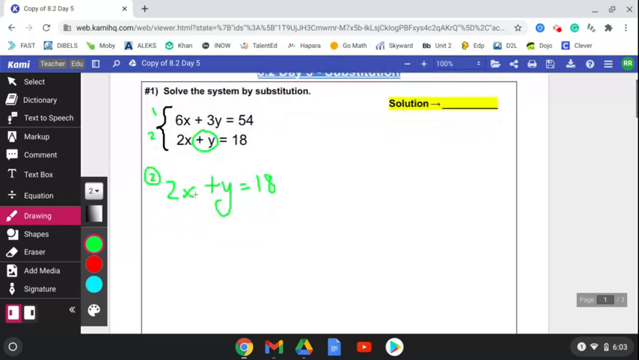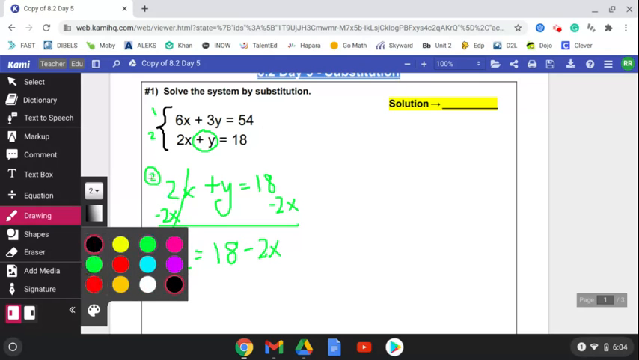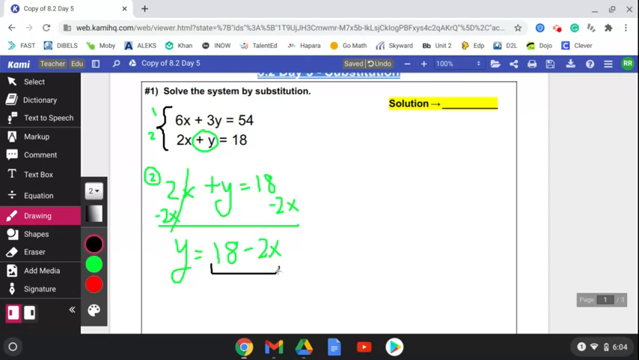And solve for y. So move the 2x to the other side by subtraction. That way those 2x's cancel and y equals 18 minus 2x. So now you have solved for y. In the second equation, you have 18 minus 2x. That's equal to y. So take this and plug it into the other equation. This was equation 2, so plug it into equation 1.